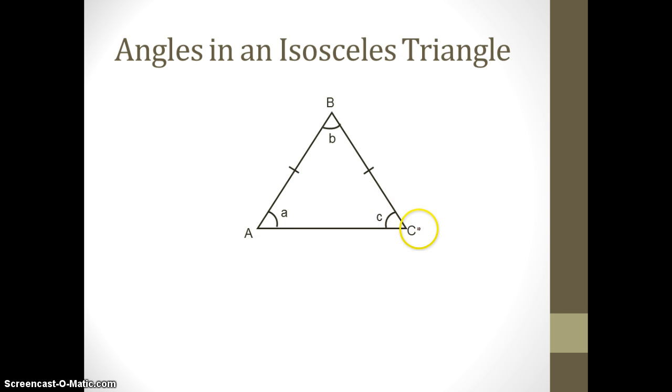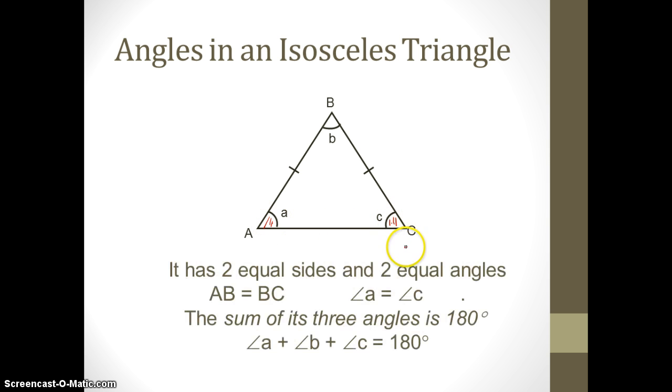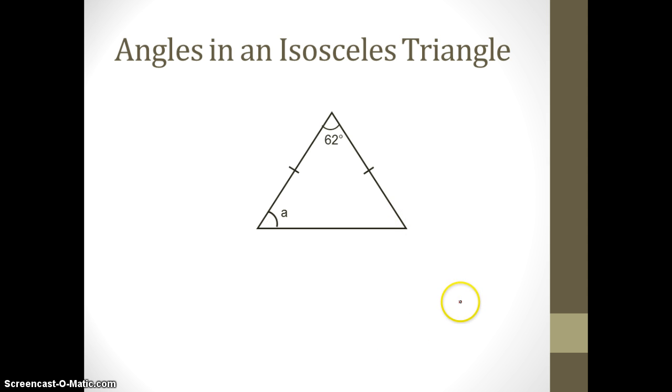Angles in an isosceles triangle. In an isosceles triangle, you have two equal sides. AB is equal to BC, and therefore the angles are the same. Therefore angle A is also equal to angle C. And when we add up these three angles together, angle A plus angle B plus angle C will give me 180 degrees.